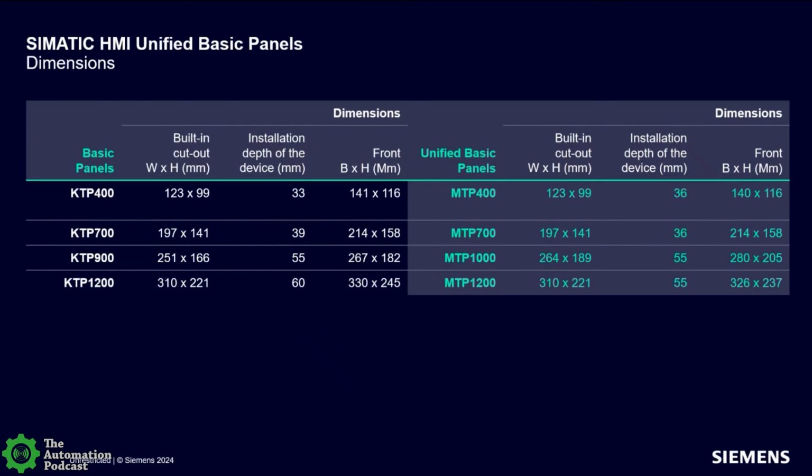For those that look at the screens here or the slides, we do have a comparison again from the physical cutouts, the depth of the devices. We did not change the depth of the device. We actually made it a shallower device in many cases. So for those that are moving from the older predecessor to the Unified Basic, if you've accounted for your depth issue previously, you're not going to have to account for more depth with the Unified Basic panels. The 4 inch is the only one that went up by 3 millimeters. And then we've got the cutout size again. The 9 inch is the only one that has a significant hole size difference.